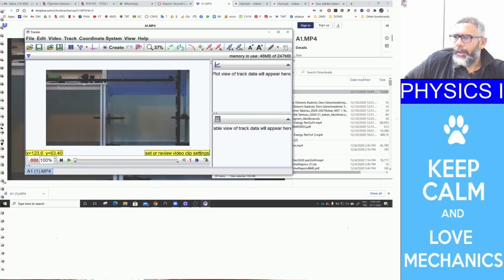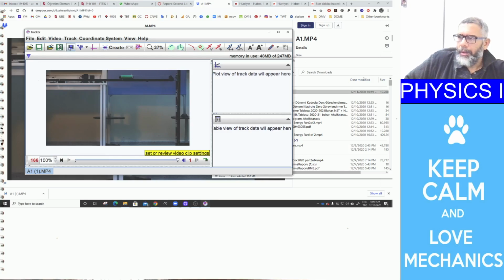You see the cart, the rope, and the pulley, and the system over here. You can, for example, run the video. If you run the video, you see the cart will move after it's released. All right. So the next thing is that we have to do some operations on this video.